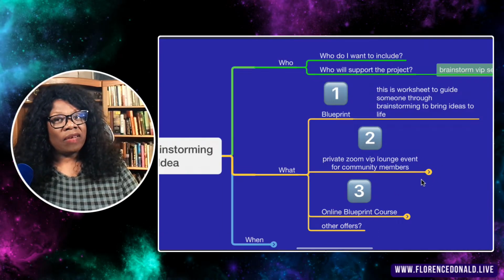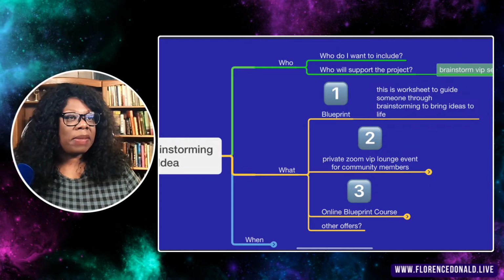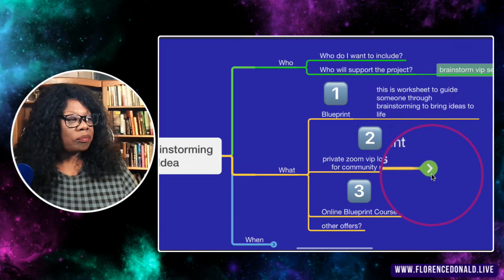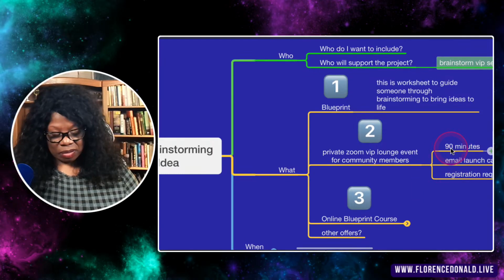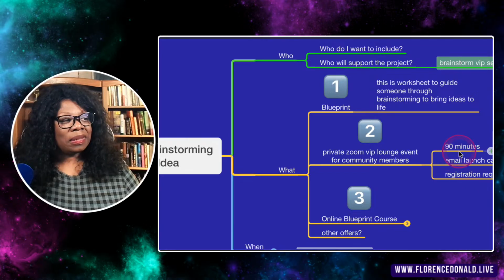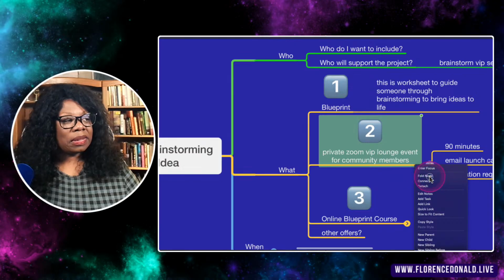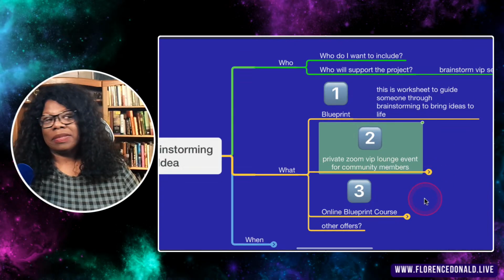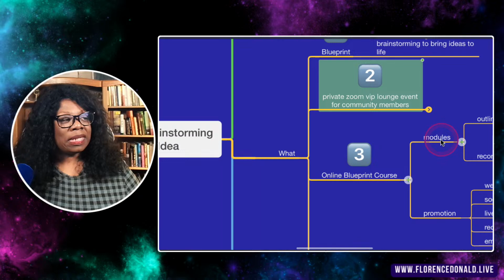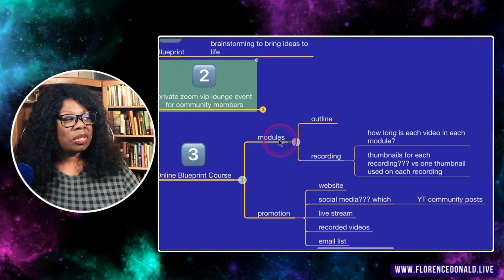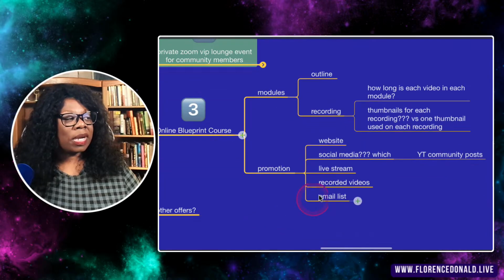But at the end of the row, let me turn on my pro mouse. At the end of the row is a little arrow. And this arrow means I can expand out. So these are more ideas that I had about this particular topic. But I don't want to see all of that. I can fold it back up. Then down here is another arrow. Extend. I said, okay, I want to think about this. What kind of modules? What kind of recording? What kind of promotion am I going to do?